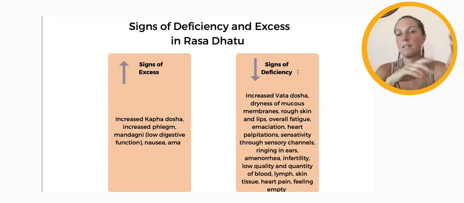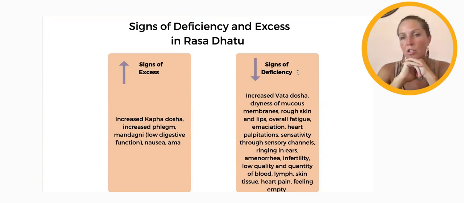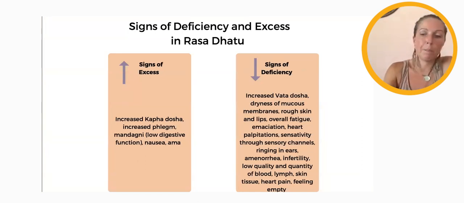So then you're seeing signs of vata, like dryness of the skin, rough skin, fatigue, emaciation, heart palpitations, sensitivity through the sensory channels, ringing in the ears, all vata things. Amenorrhea, infertility, low quality and quantity of blood, lymph, skin tissue, heart pain, and feeling empty. So all, again, high vata symptoms.